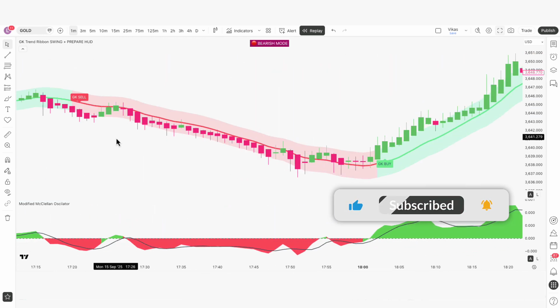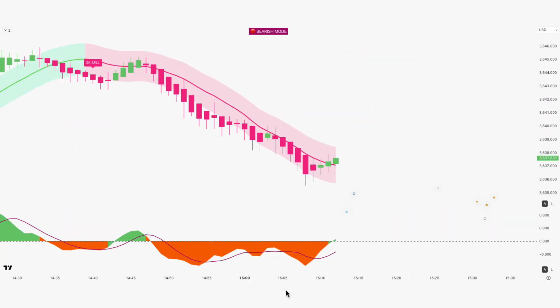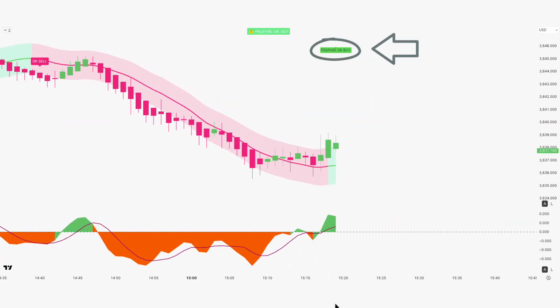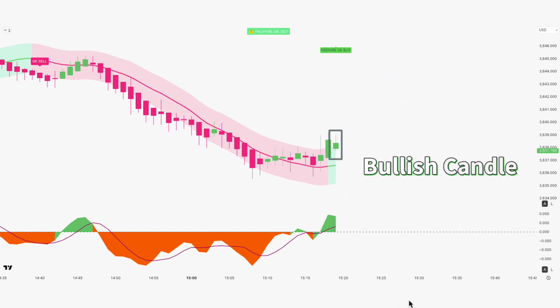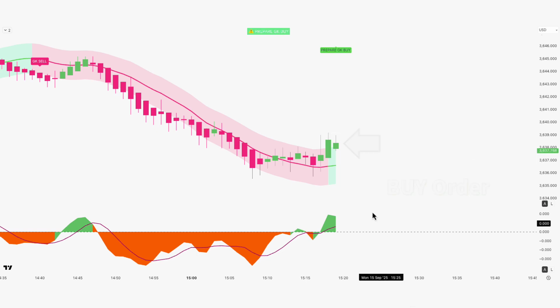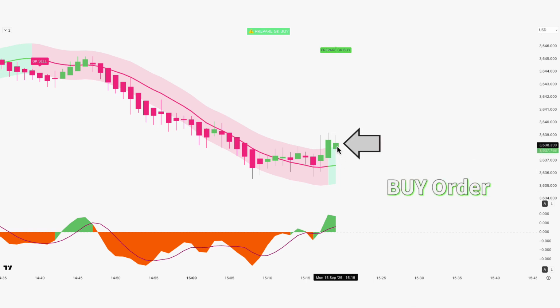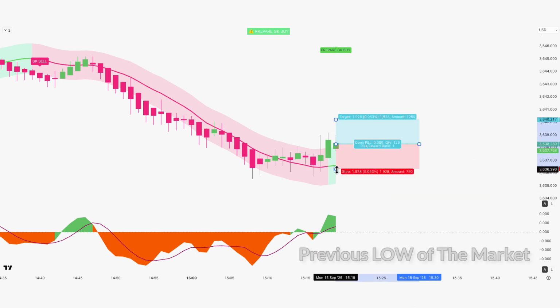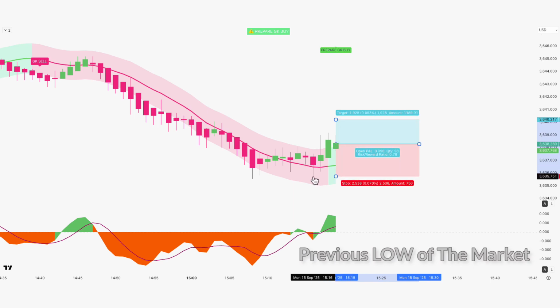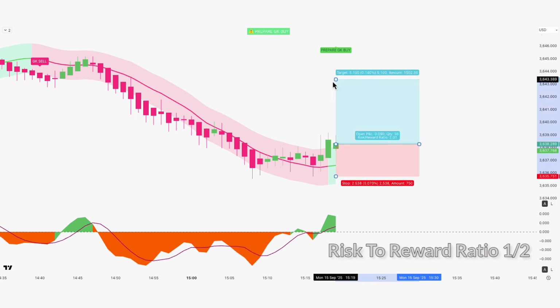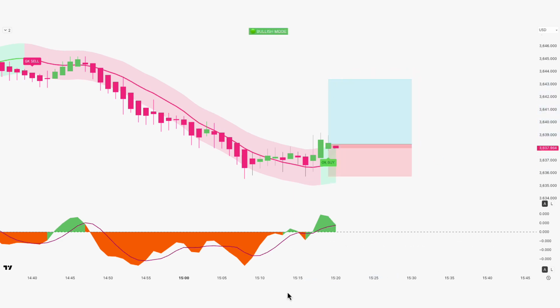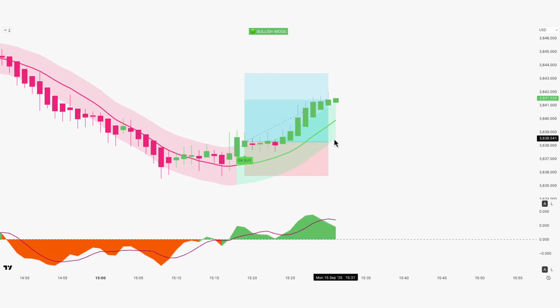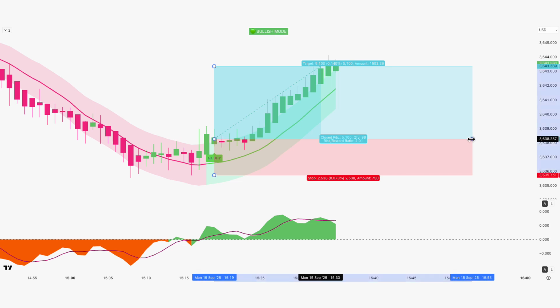Click OK. Now our setup is ready. Let's see how we use these trading setups. When the GK trend of this indicator shows a buy warning signal, when the Modified McClellan is a green area, when the market forms a bullish candle. If this condition is fulfilled, then we will place a buy order. Our stop loss is to be placed at the previous low of the market, and the risk to reward ratio will be 1:2. The market has completely hit the target.